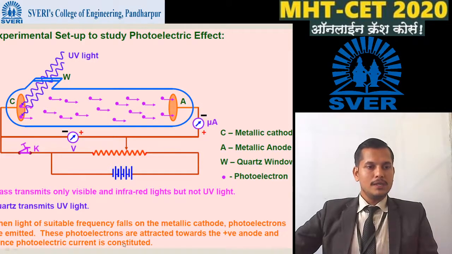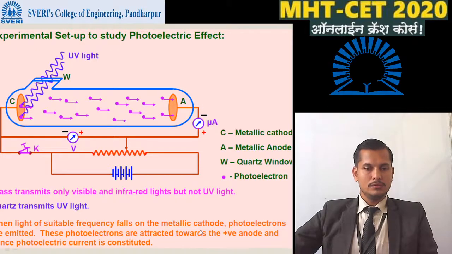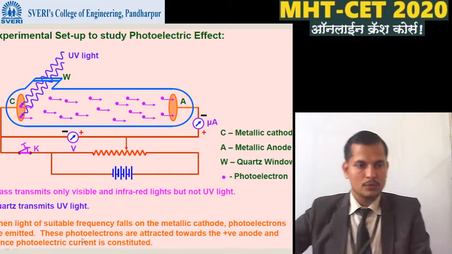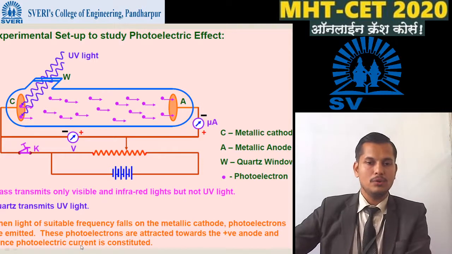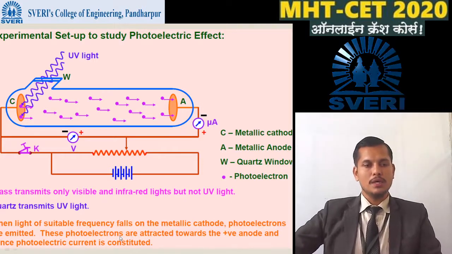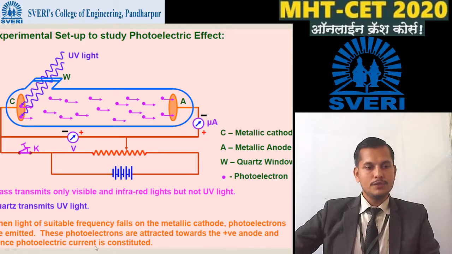So when light of suitable frequency falls on the metallic cathode, photoelectrons are emitted. So suitable frequency we have to consider falls on the metallic cathode. What happens? Photoelectrons are emitted. These photoelectrons are attracted towards the positive anode and hence photoelectric current is constituted.